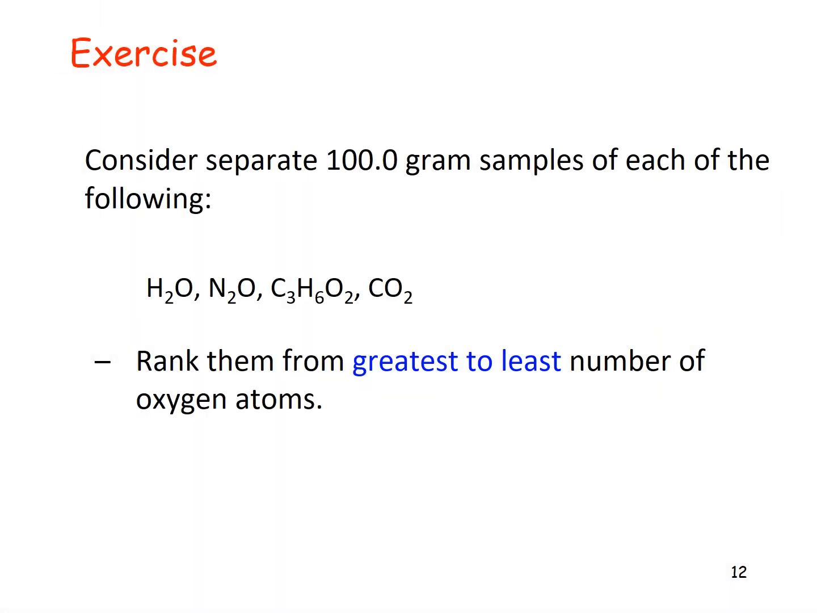Now let's look at this one. It says consider a separate 100 gram sample of each of the following: H2O, N2O, and etc. Rank from the greatest to the least number of the oxygen. So this one is a bit trickier as far as finding a shortcut to see which one has the greatest number, because the number of the oxygen atoms is not the same in each molecule. This one has 1, this one has 1, this one has 2, this one has 2.